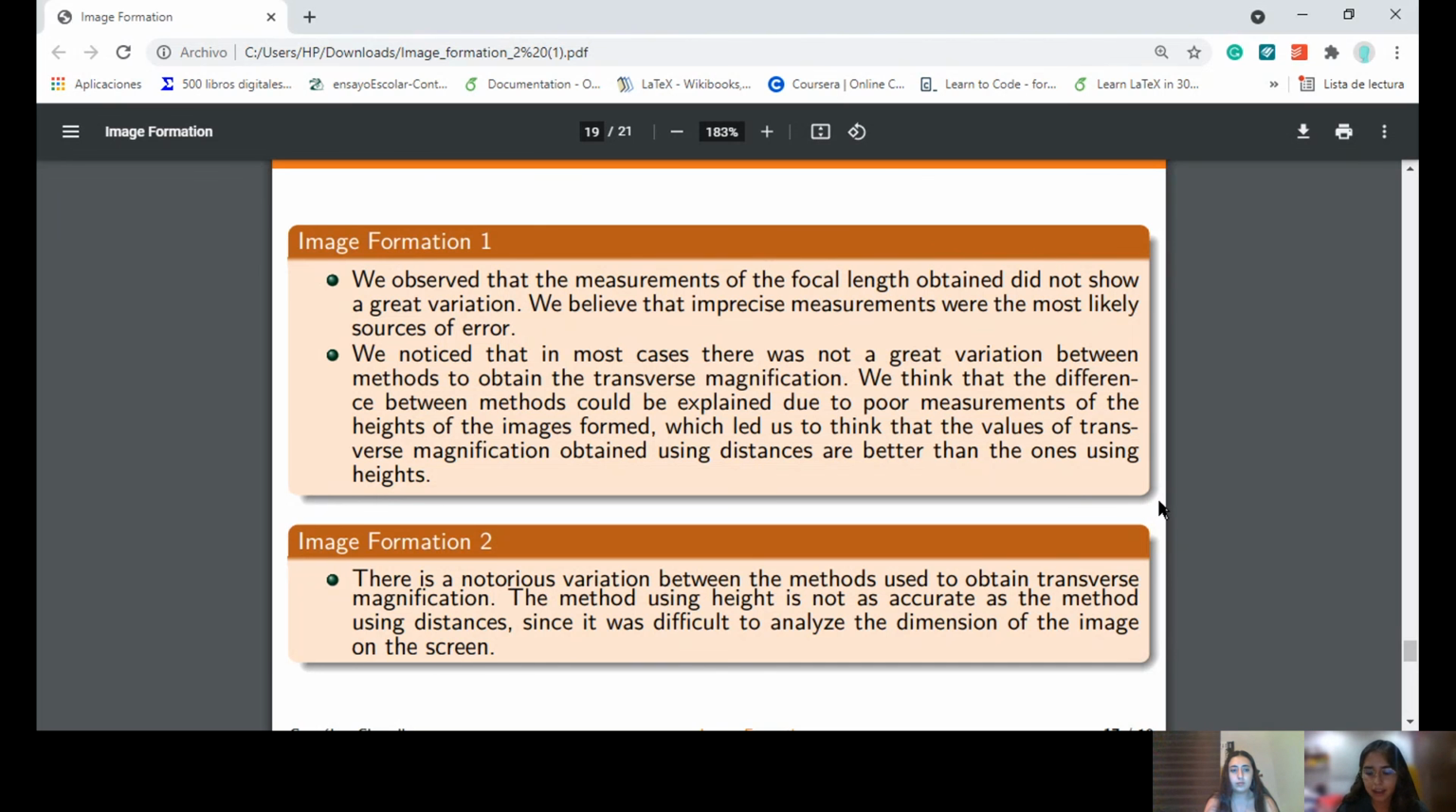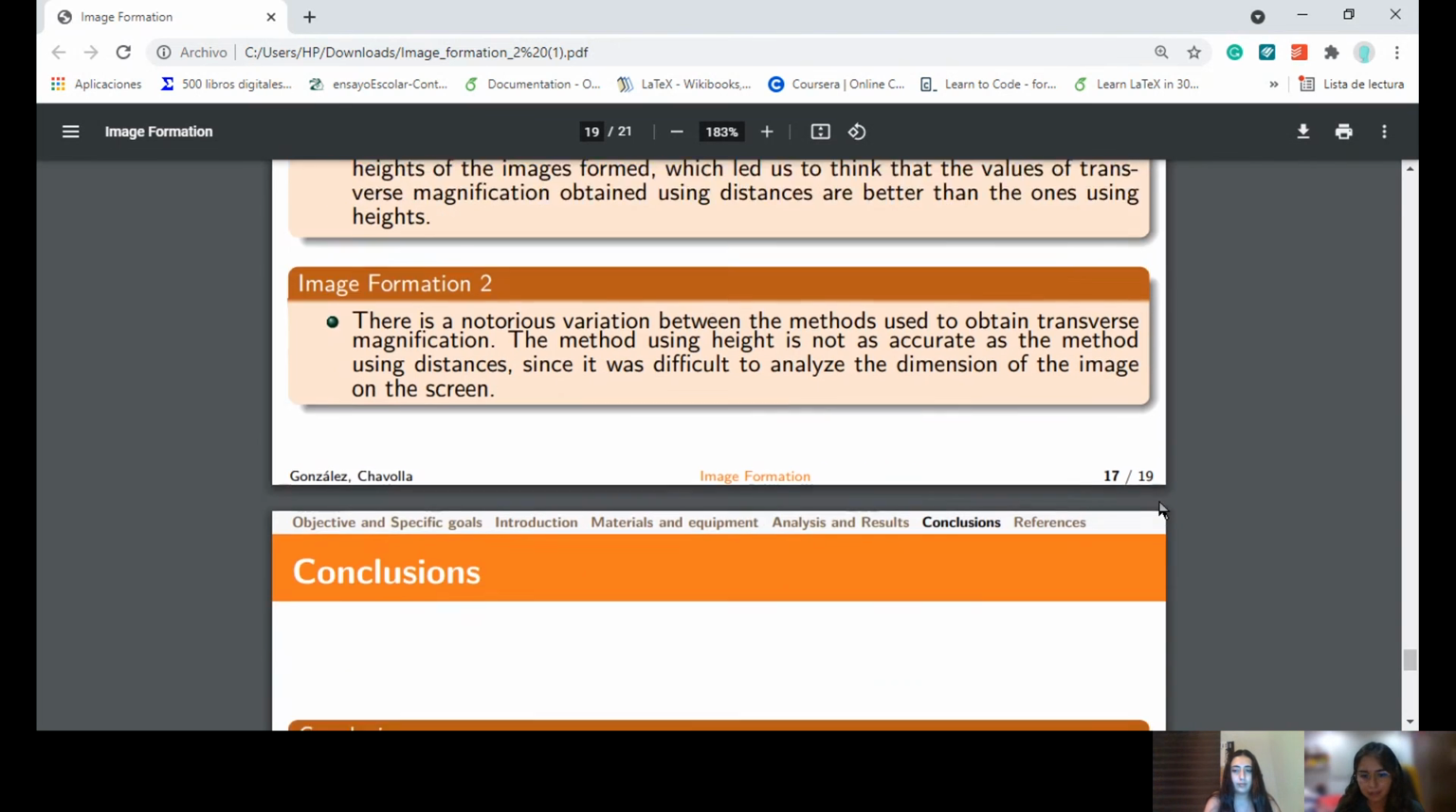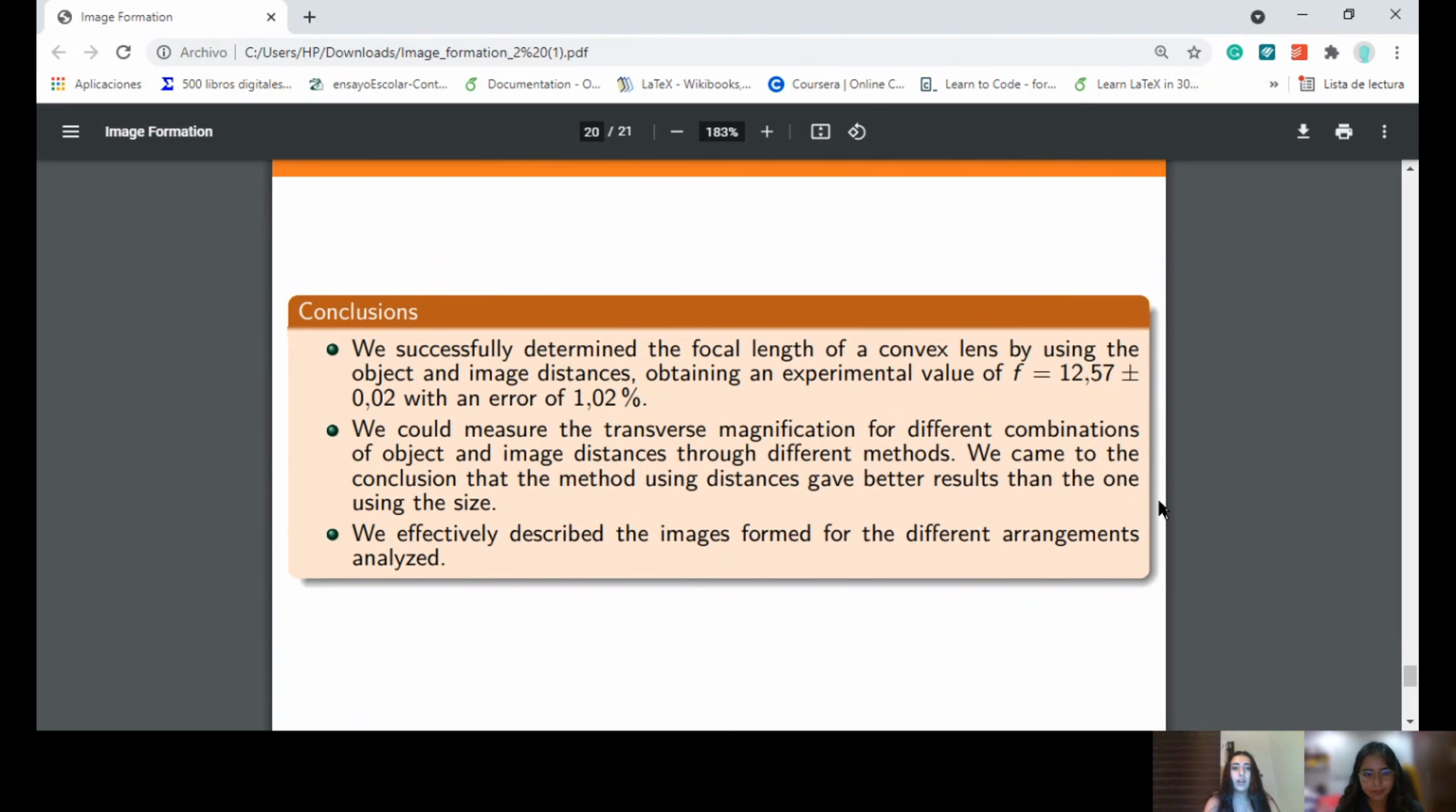And for activity 2, there is a notorious variation between the methods used to obtain the transverse magnification, and we also believe that the height method is not as accurate as the method using distances, as in activity 1.